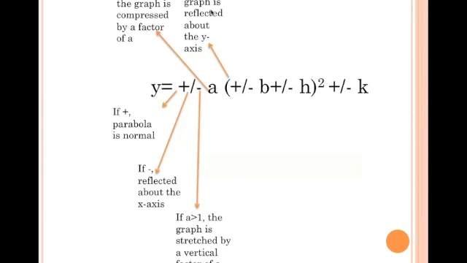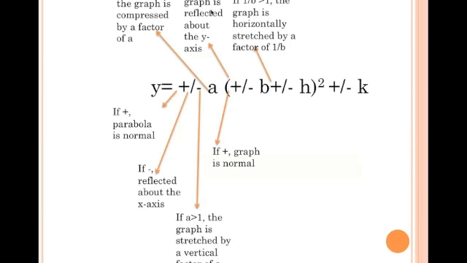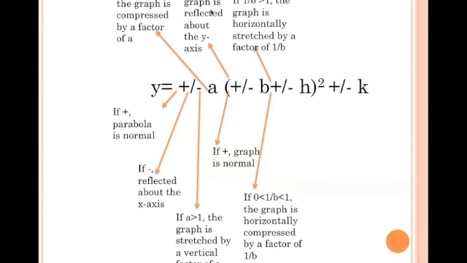If b is negative, the graph is reflected about the y-axis because the x is negated. And if b is positive, the graph remains the same. If 1 over b is greater than 1, the graph is horizontally stretched by a factor of 1 over b. If 1 over b is greater than 0 and less than 1, the graph is horizontally compressed by a factor of 1 over b.